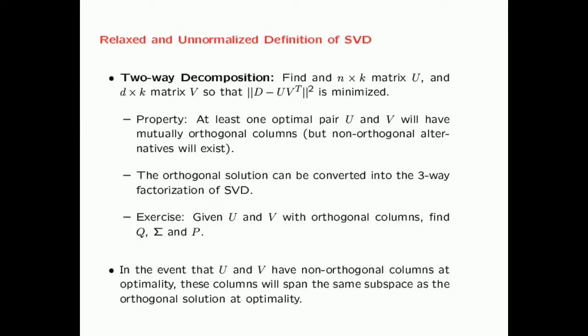Now, one interesting question is that this optimization problem also has alternative optimal solutions in which the columns of U and V are not orthogonal. What you can show is that even for those solutions, where U and V have non-orthogonal columns at optimality, the columns of U, for example, or the columns of V, will always span the same subspace as the orthogonal solution at optimality. So they'll have the same objective function, and the k-dimensional subspace they span will be the same in both cases under certain reasonable assumptions on the data matrix.